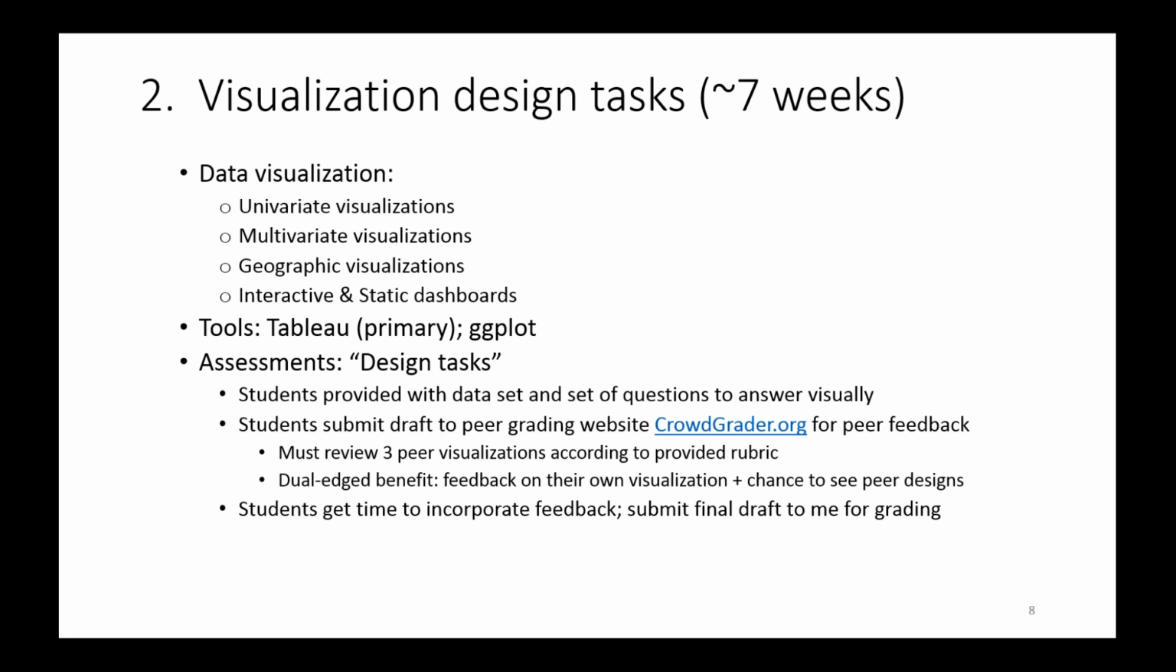The students would upload their visualizations. They would be required to review 3 peer visualizations, and they would also get feedback from 3 peers critiquing their own visualization. Then after that peer feedback phase, they had a couple days to incorporate the feedback and then submit a final draft to me that I would grade. I really liked how this worked out this semester. Not only did the students get to see what other students in the class were doing to visualize the answers to the same questions, but they also got feedback and could incorporate that feedback before they submitted a final draft to me.